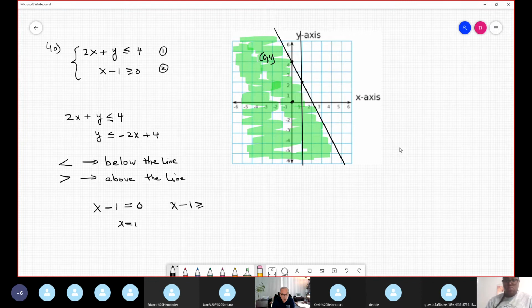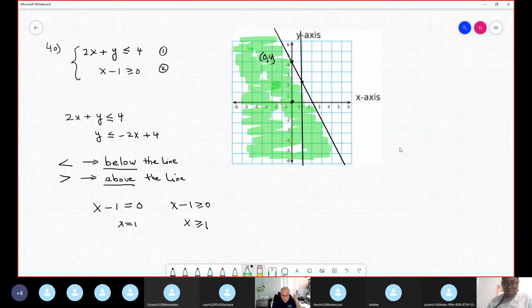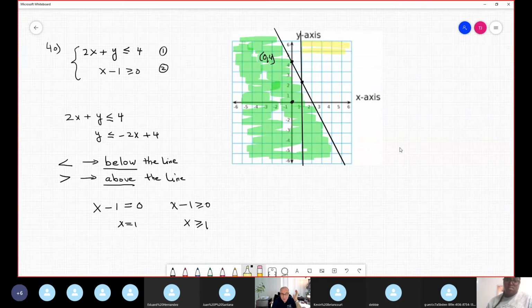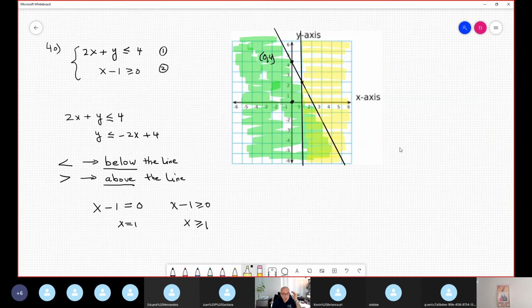Now, actually, my inequality is not equal to this. x minus 1 greater than or equal to 0. So when you solve for x, x is greater than or equal to 1. And that means no below or above, because it's vertical. It's to the right or to the left. It's obvious it's to the right, because greater than 1 is to the right. Therefore, I select maybe another color to select the solution for the second inequality. Okay, that was yellow. That was green.